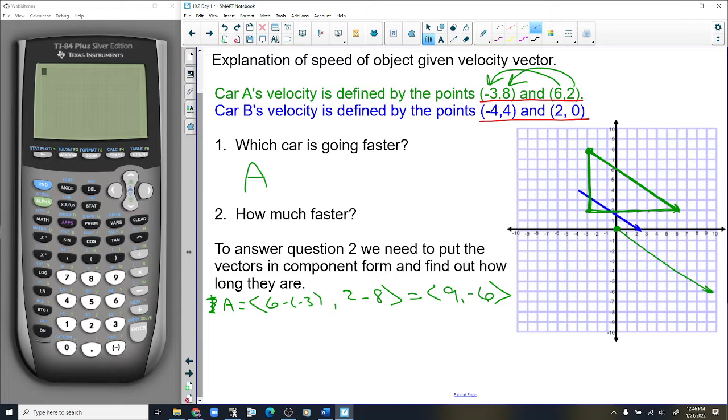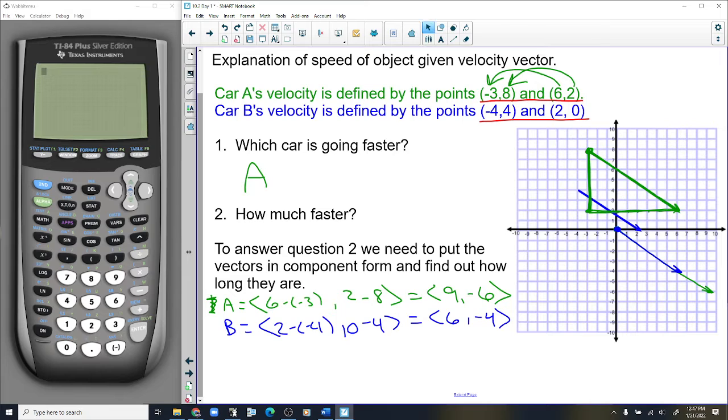Now if we do the same thing with B, we get 2 minus negative 4 and 0 minus 4. So the component form for this is <6, -4>. So now we're going to start the blue one here, car B, and we're going to go over 6 and down 4. Over 6 and down 4. That puts us right here. Now we can see that both cars are going the same direction, just the green one has a longer velocity vector, which means it's going faster.